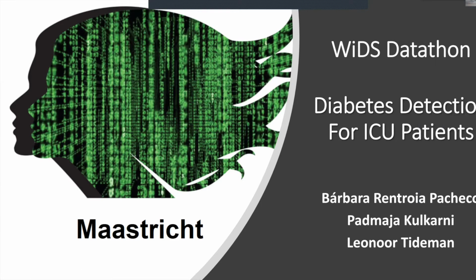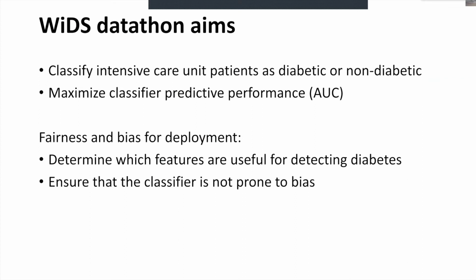My name is Leonoor, and today I'm going to be presenting on behalf of the team I form with Barbara and Padmaja. So as you all know, the main objective of this Women in Data Science Datathon was to accurately classify intensive care unit patients as diabetic or non-diabetic, given some medical measurements that were taken during the first 24 hours of their stay at the ICU.